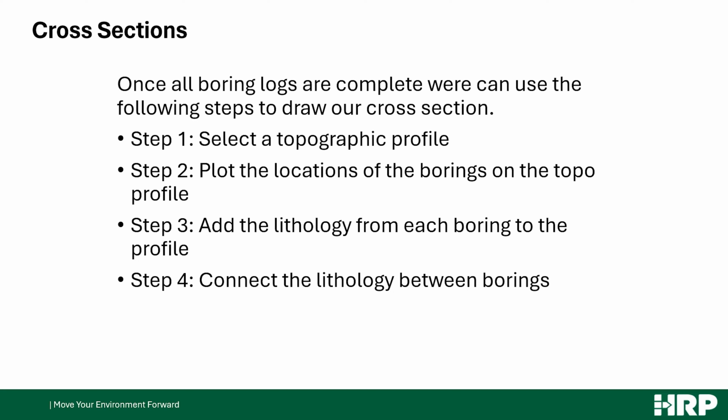I've broken down the general steps to make a cross-section down to what I think are the fundamental building blocks of making a cross-section from start to finish. So the first step is to select a topographic profile, and I'll show an example of how you can generate a topographic profile with a few different software packages, or you can even do it by hand. Once you have your topographic profile set, you want to put the locations of your samples and soil borings along that line. Then you'll add the lithologic information from each boring log onto your line of section, and then you'll connect those boring logs together, and that will assemble your cross-section for your area of interest on the site.